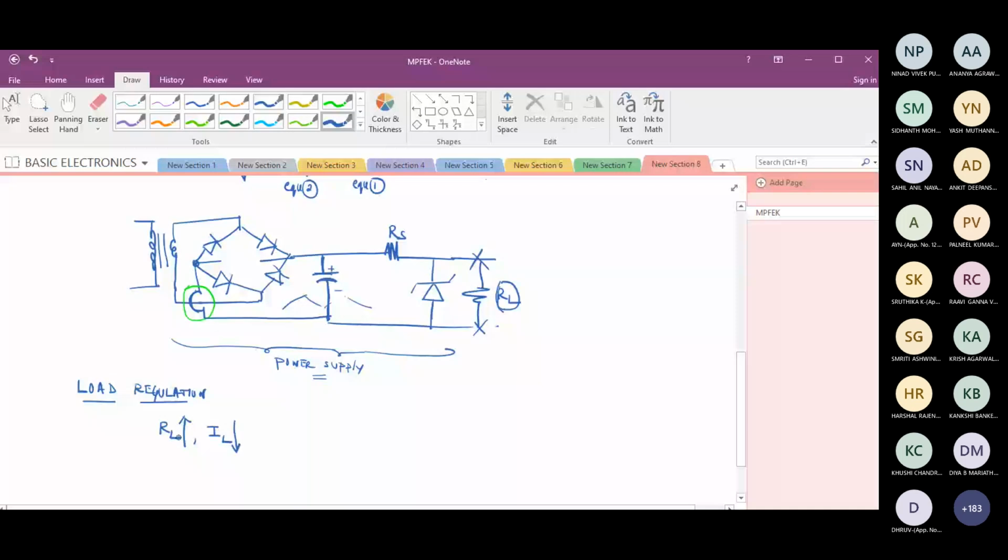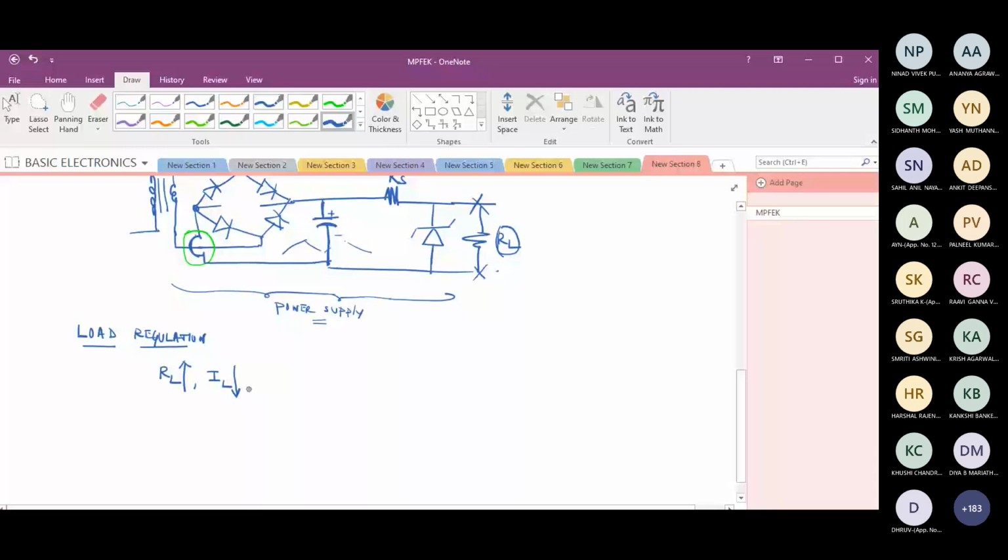So if IL reduces, what happens to IT equals IZ plus IL? This is my equation. In this, what happens to IT or IZ? IT will reduce. According to me, IZ will increase. Why? Because IT is unaffected. IT is constant. Why is IT unaffected? Because V in is constant, no? Under load regulation.